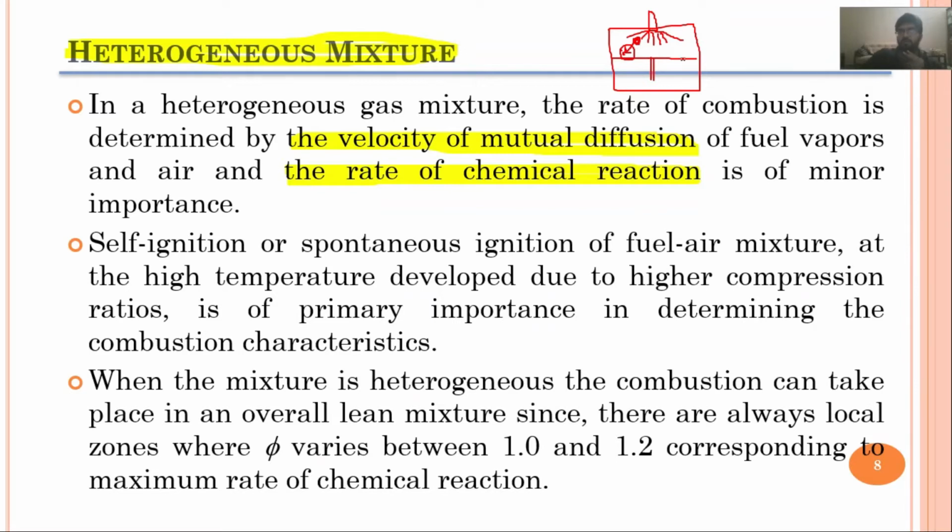So here the rate of combustion in CI engines depends upon the diffusion of the already combusted fuel particles, and it does not depend upon the chemical reaction that much. Chemical reaction is of minor importance.